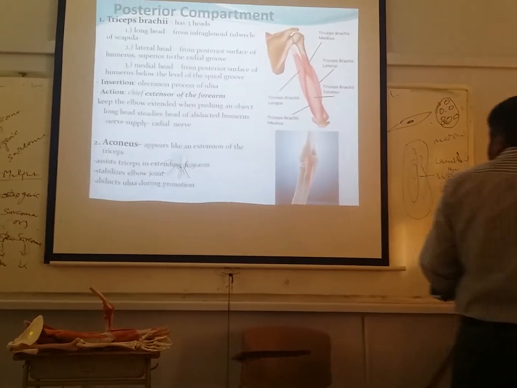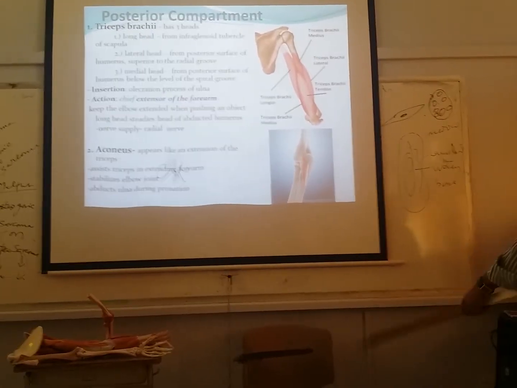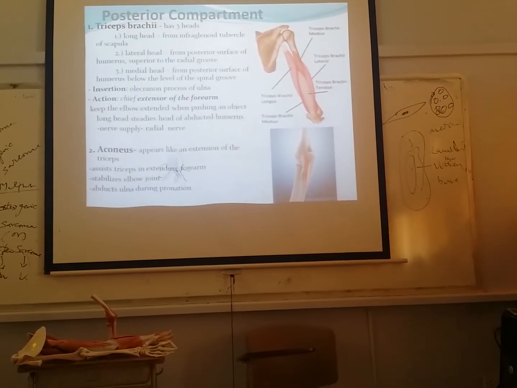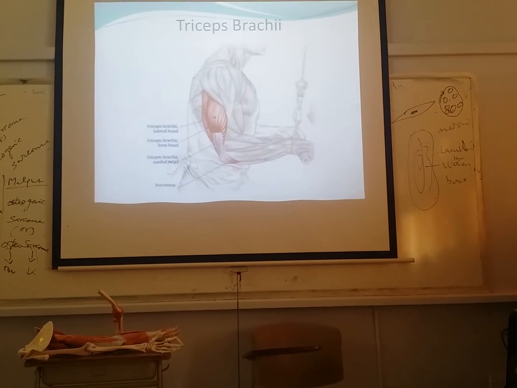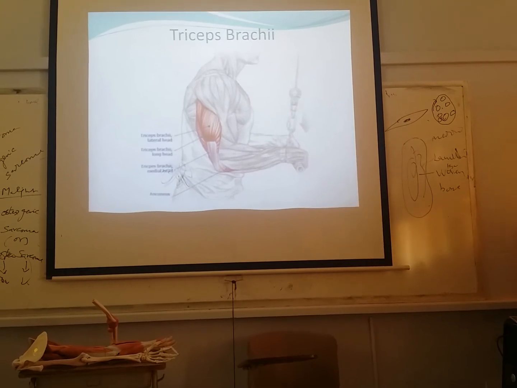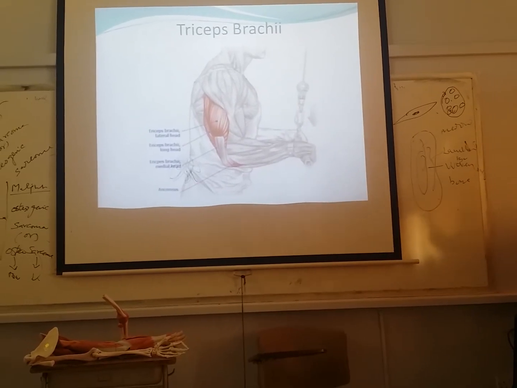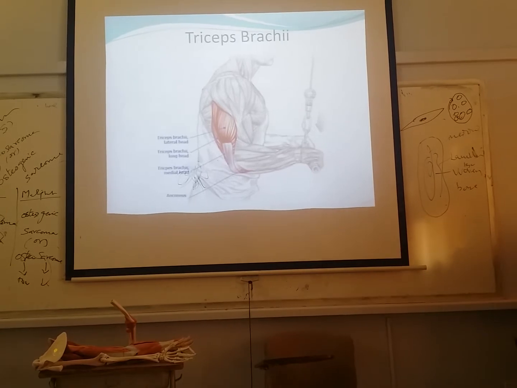The anconeus, as I said, is a very small muscle doing little extension, and its main role is stability. So this is the action of the triceps. See here, what is he doing? He's doing extension, right?